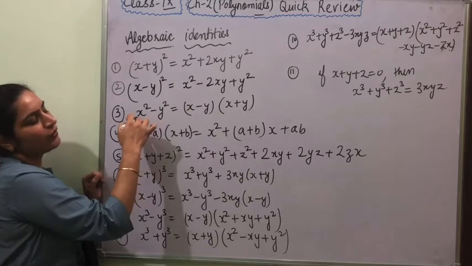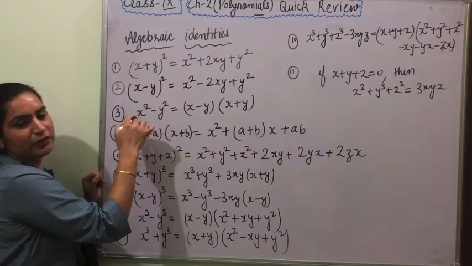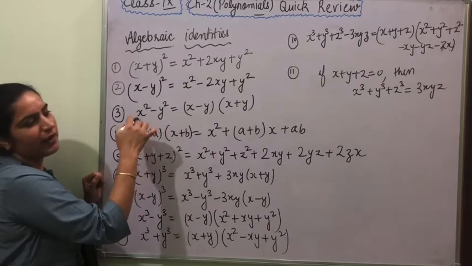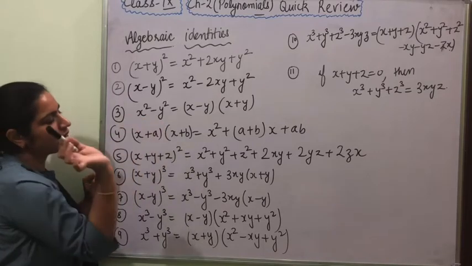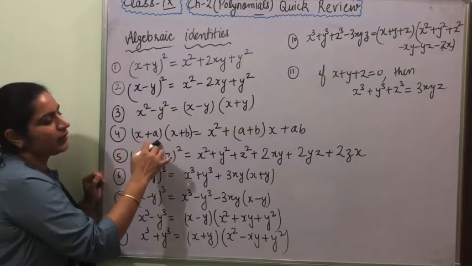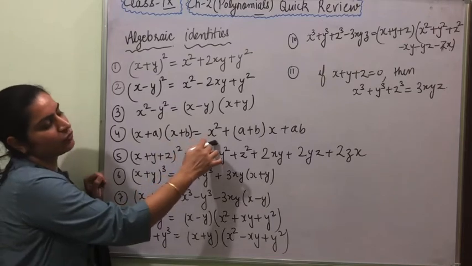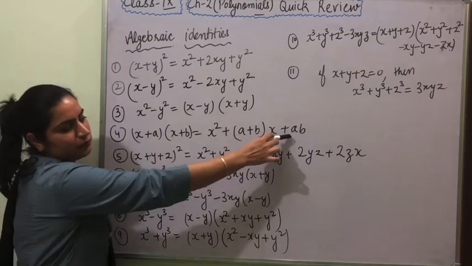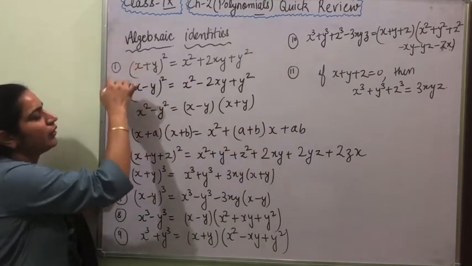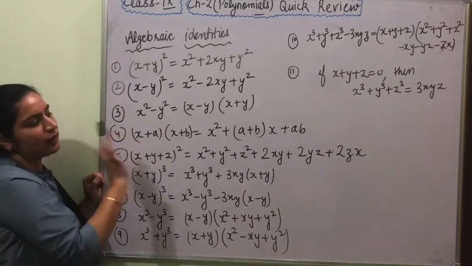Earlier you were using a and b as variables, and here I have taken x and y. Okay, don't get confused. Fourth is (x + a) into (x + b), which is equal to x square plus (a + b) into x plus ab. These four were already done in 8th standard. These are not new for you.